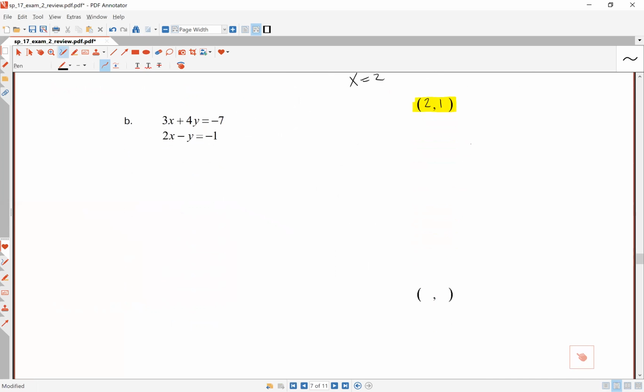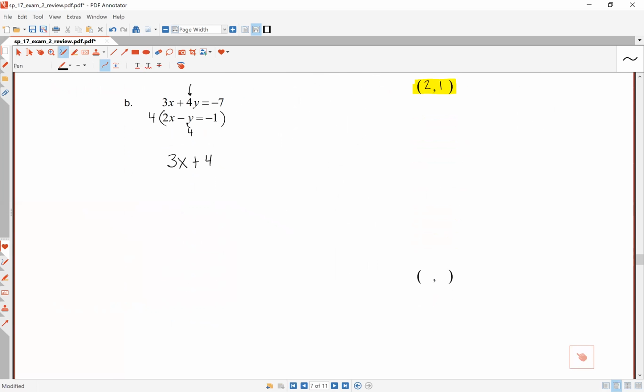Letter B. Elimination is most suitable there. Since there's a 4 sitting there, I'd love there to be a 4 in front of that y, or make it -4. So I'll achieve that by multiplying everything by 4. First equation is going to stay unchanged. Second equation gives me 8x minus 4y equals -4. Add those two equations together, which gives me 11x equals -11. Divide both sides by 11, and I get x is equal to -1.